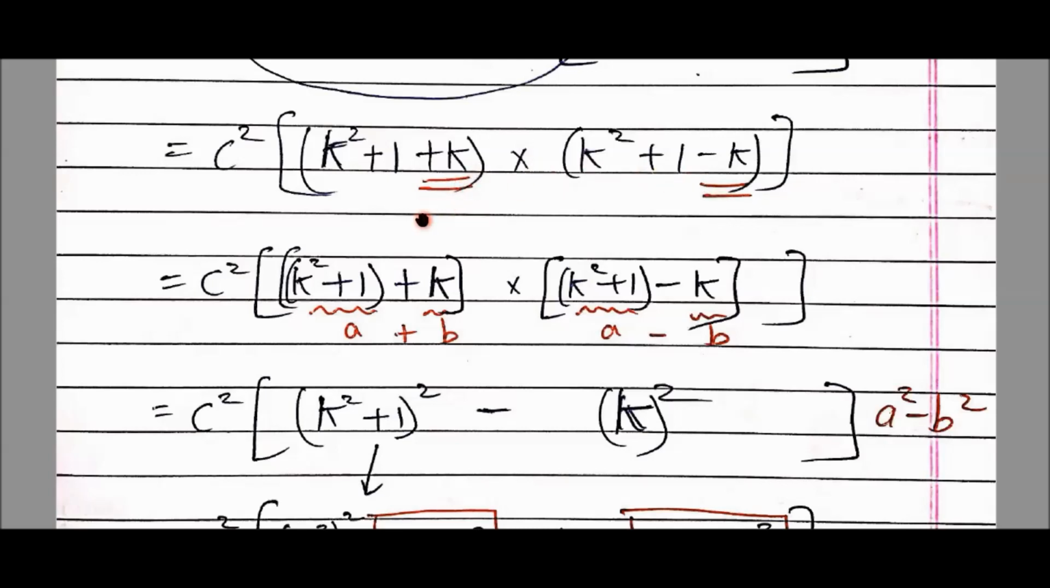So let's make the jodis now. K square plus 1 is here also, K square plus 1 is here also. So in the next step, I'll just add a bracket here, K square plus 1 pe, plus K as it is same. Here also K square plus 1. So I'll make a bracket here and minus K. This was a very important step.